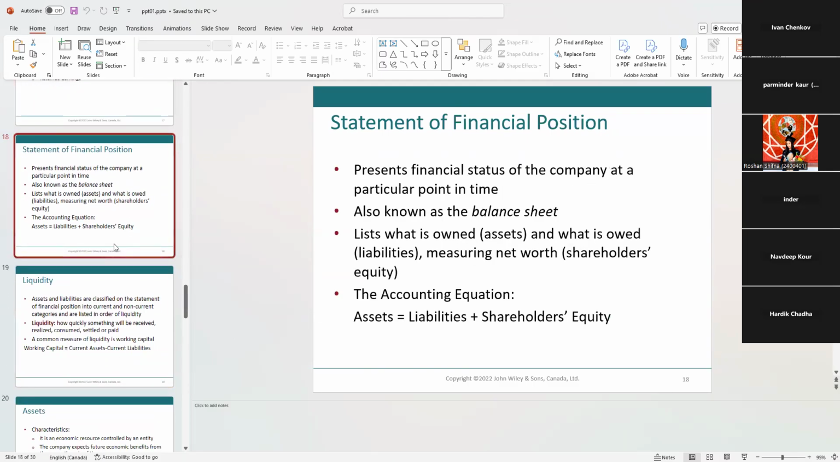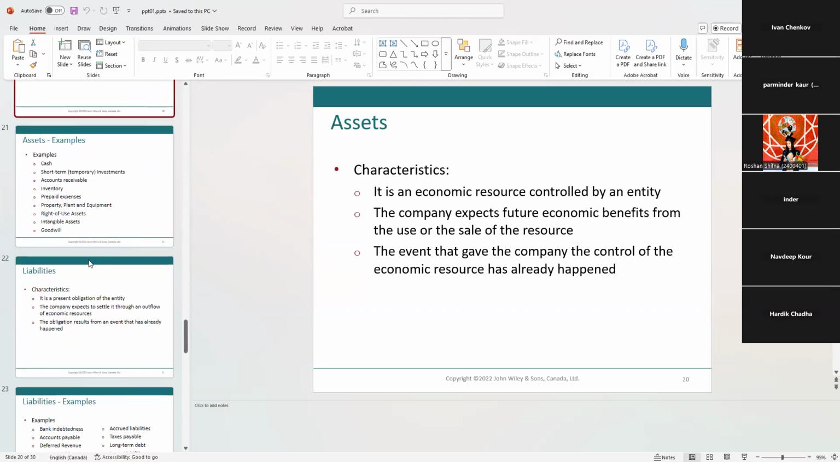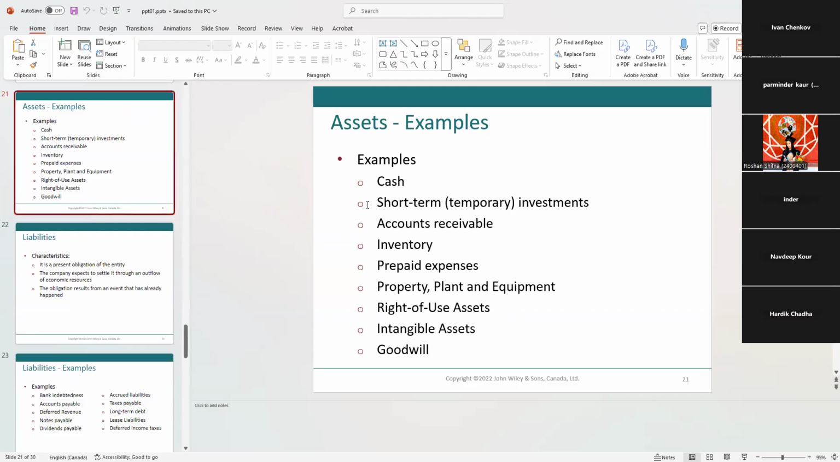Next statement is the statement of financial position. That's where we're going to see what the assets are, what the liabilities are, and what the shareholders' equity is in the company. Assets are economic resources which are controlled by the company, and help the company to take benefits in the form of sales and generate revenue. We have two types of assets: short-term assets and long-term assets.